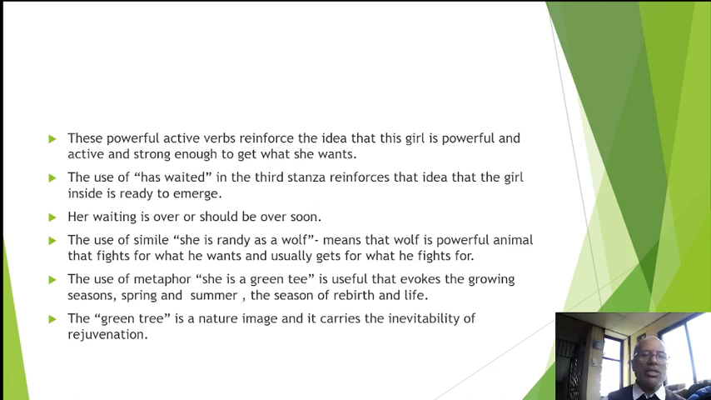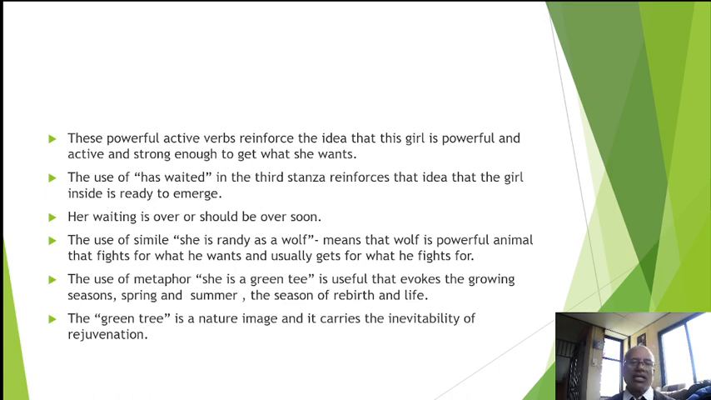The use of simile, "she is randy as a wolf," means that the wolf is a powerful animal that fights for what he wants and easily gets what he fights for. That means the girl inside is also so powerful, so strong, so great that she is fighting, and then one day, sooner or later, she gets it, right? The use of metaphor, see, "a green tree" is useful, evoking the growing season, spring and then summer, the season of rebirth and life. So "she is a green tree" means she is getting life, getting rebirth from inside, from her inner desire.